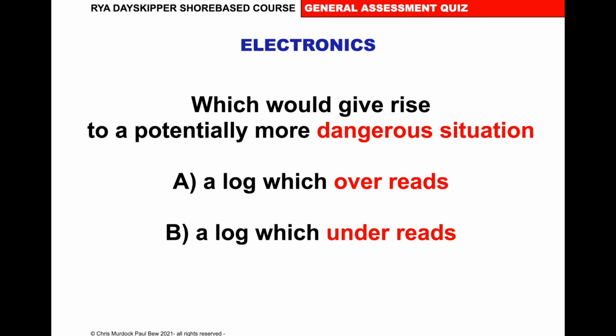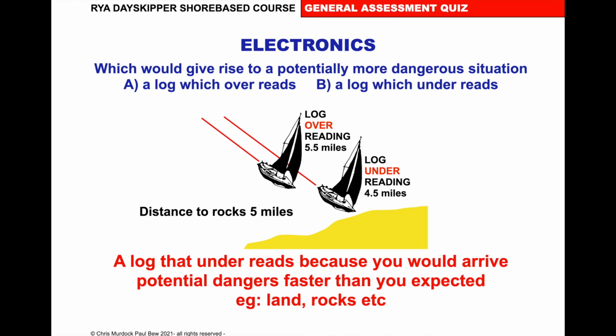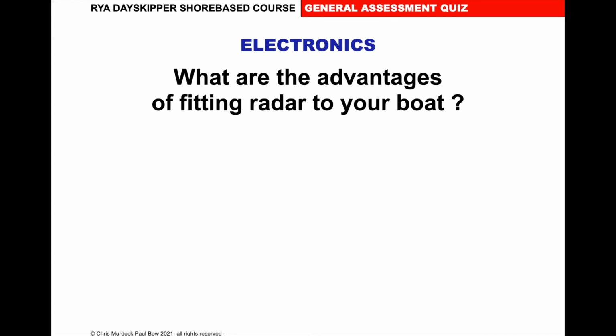Which would give rise to a potentially more dangerous situation? A log which overreads or a log which underreads? Have a think. Write your answer down. A log which underreads, because you would arrive at potential dangers faster than you expect, e.g. land, rocks, etc. What are the advantages of fitting radar to your boat?